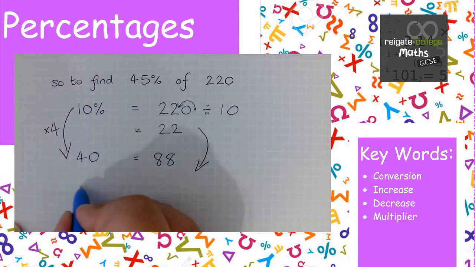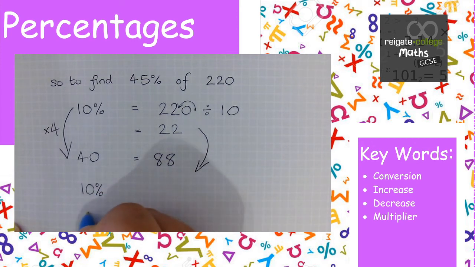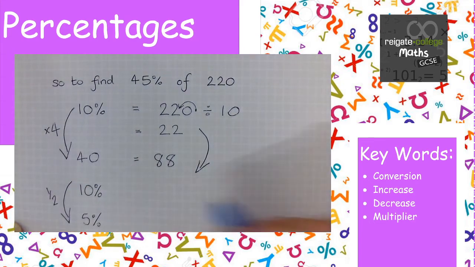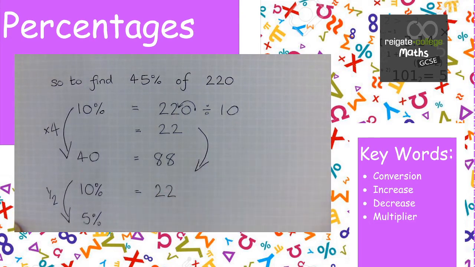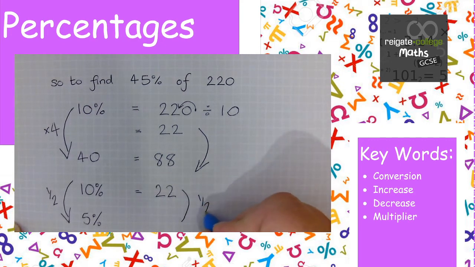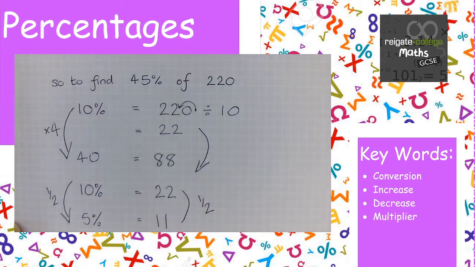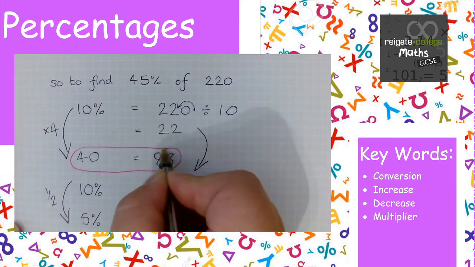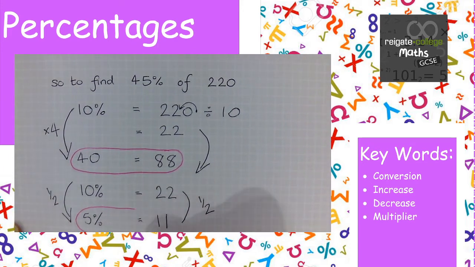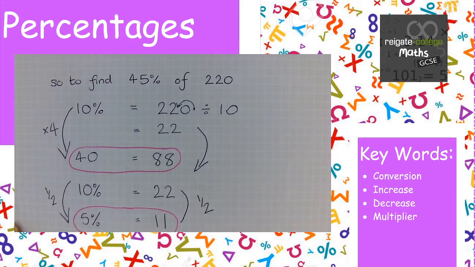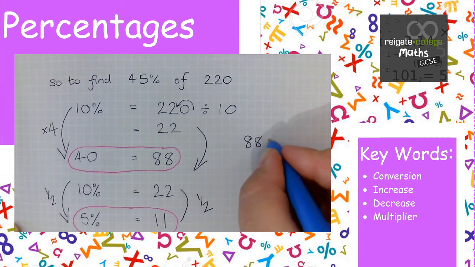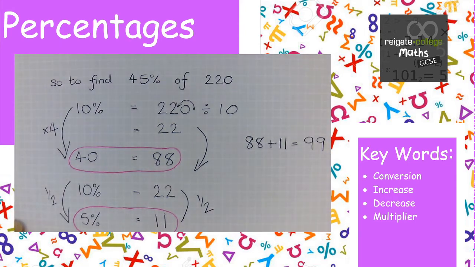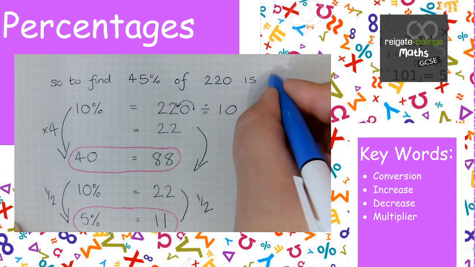The last thing I want to do is move from my 10% to 5%, which I know is a half. I go back to my original 22, and I halve it. Five percent is 11. I have 40% being 88 and 5% being 11. Therefore 45% is going to be 88 plus 11. 45% of 220 is 99.